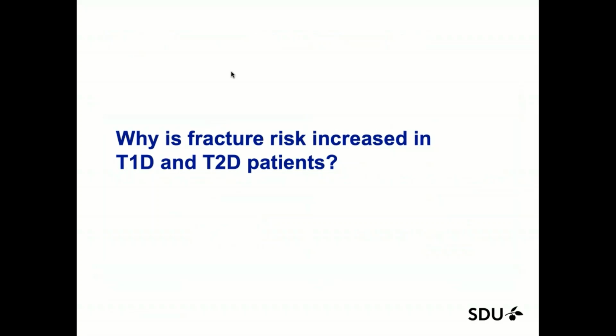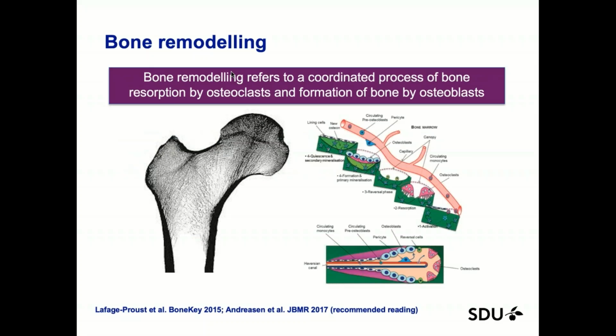So why is fracture risk increased in type 1 and type 2 diabetes? Now, for those of us that are interested in bone, we usually return to the basics of bone biology when we need to address the causes of a skeletal disease. And we then always go back to bone remodeling. And of course, that's a key thing, but for those of us not familiar with it, it's very important to remember that bone is remodeled throughout life.